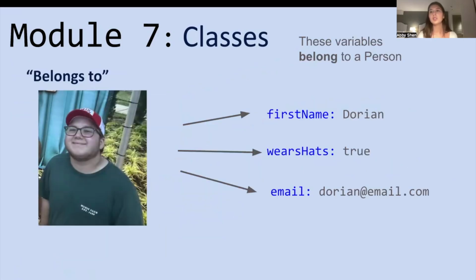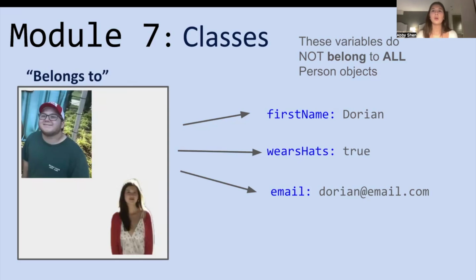So kind of to expand upon what we mean by instance variables, or variables that belong to an instance of a class. Let's say Dorian is a person. Well, he is a person. But Dorian has these attributes, and these attributes all belong to Dorian. So first name is Dorian, wears hats is true, and email is dorian@email.com. I don't think that's his real email, but yeah.